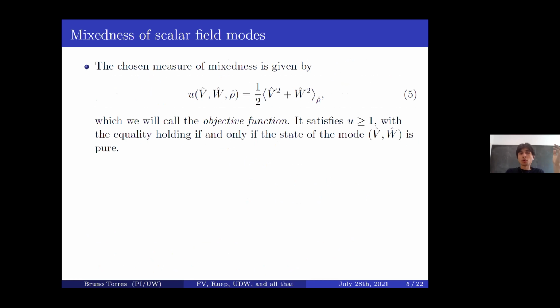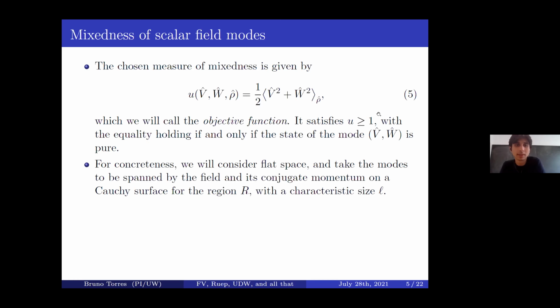Furthermore, we'll choose the measure of mixedness to be defined as this: the expectation value of the sum of the squares of the quadrature operators, which we'll be calling the objective function. Again, this makes a lot of intuitive sense because we can think of V and W as defining a single-mode harmonic oscillator, so this is nothing more than the occupation number, or if you want, the energy of this harmonic oscillator. So it is bounded from below by 1, and we know also that it is only going to be equal to 1 if and only if the state of this mode is pure, right?